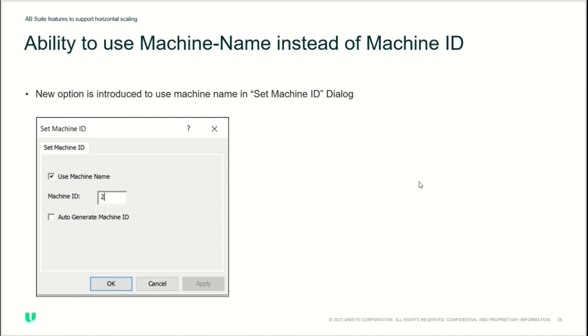When we want to scale out an AB Suite application, generally we make clones of runtime servers. The cloned runtime server will have the same machine ID, which can cause machine ID conflicts while deploying the AB Suite application. Therefore, you need to change the machine ID manually, making sure you use a unique machine ID for each server. To resolve this problem, we have introduced two new options. One is use machine name and the other is auto generate machine ID.